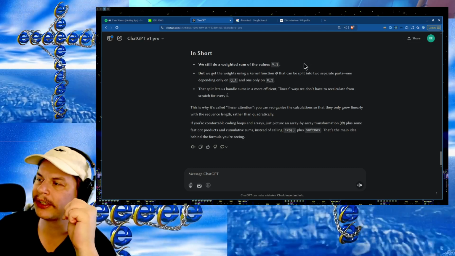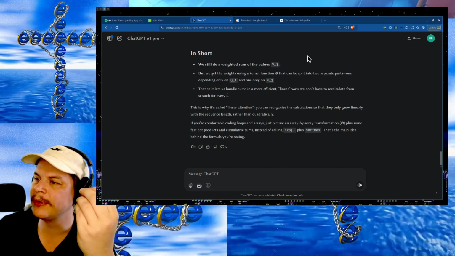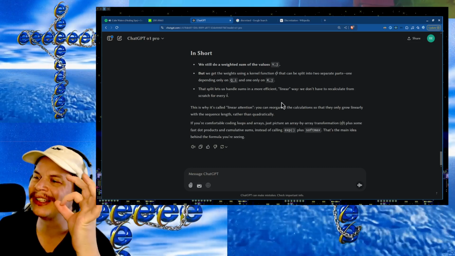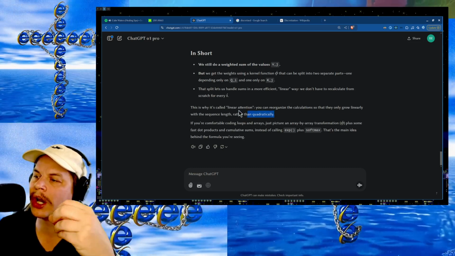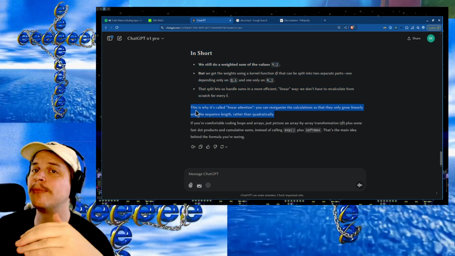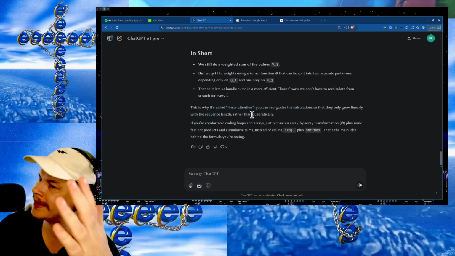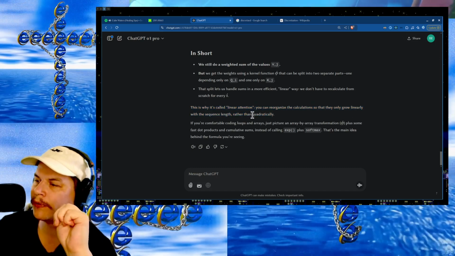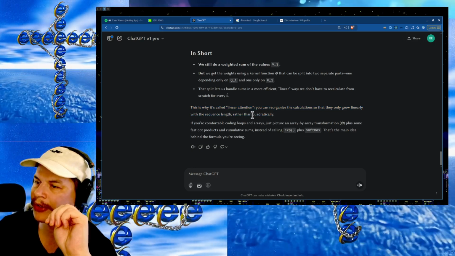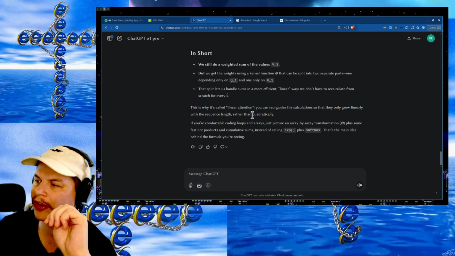You could reorganize the calculations so they only grow linearly with the sequence length rather than quadratically. That's why it's called linear attention, because it grows linearly, not quadratically. Linear is meant to be a brag. Quadratic, that's lame. If you're comfortable doing code with arrays, just picture an array by array transformation plus some fast dot product cumulative sums instead of exponentials plus softmax.